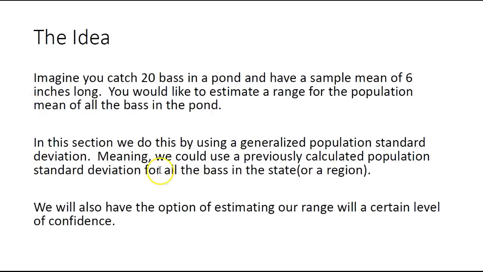To do this, we're going to need a population standard deviation, which would generally come from a separate study, something we could either borrow from another study or maybe it's known from different experiments. We could use an example here: if we want to find the range for the length of bass in our pond, we might use the standard deviation for the bass in the state or maybe even a region, something that seems applicable. And we're also going to have a confidence interval, which tells us how well our estimation is.